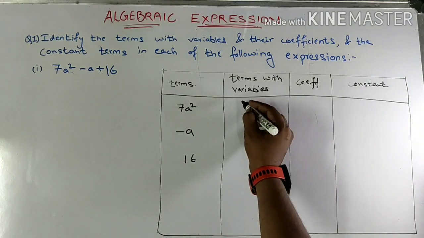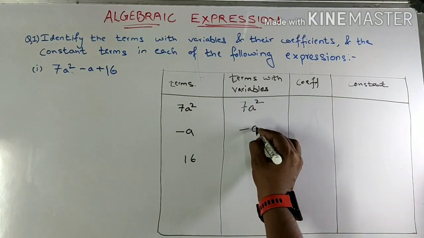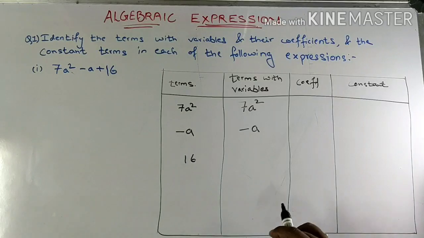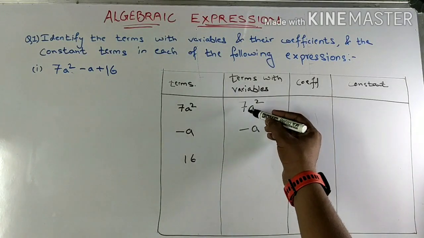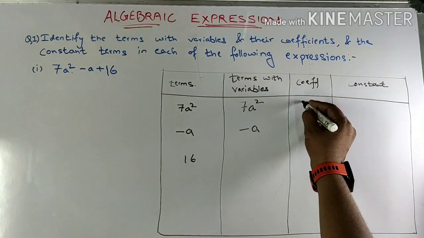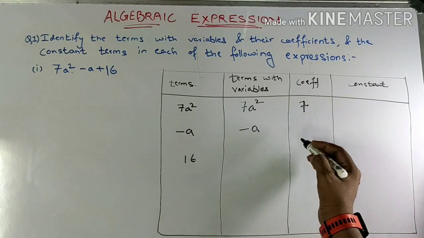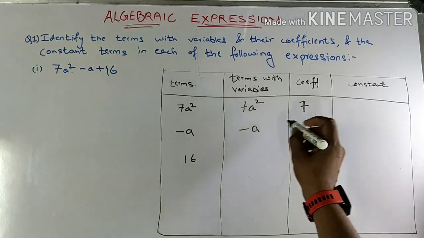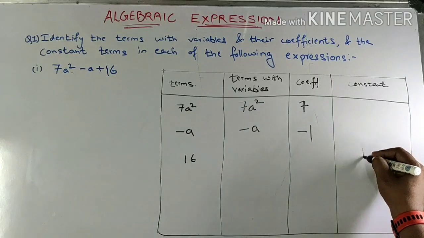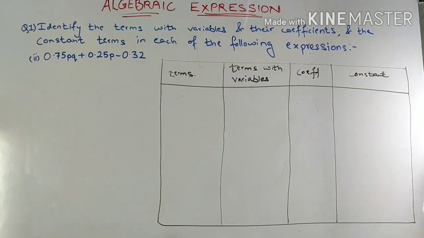So these are the 2 terms with variables. 7a square is with the variable a square, and minus a is a term with variable a. What is its coefficient? So coefficient of 7a square is the number next to a square, that is 7. Minus a, so it will be minus 1. And what is the constant term that it has? So constant term is 16. This is where we solve the first sum. Please go through it again.